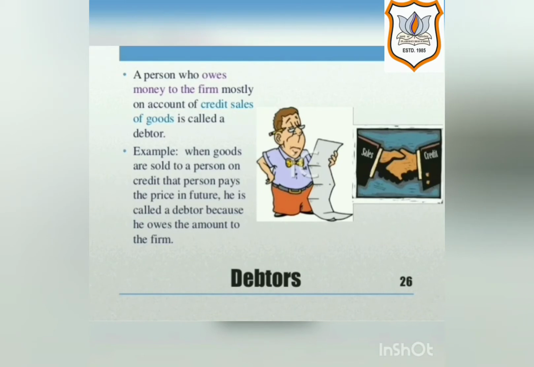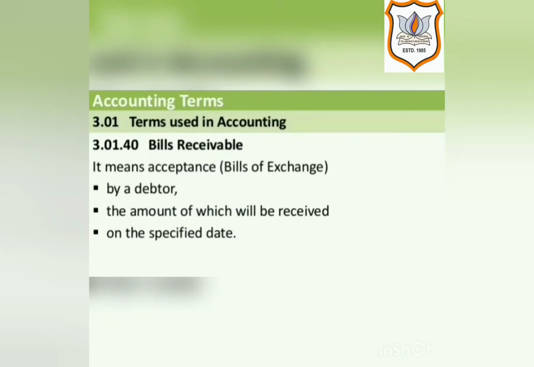For example, Mr. Amit bought goods on credit from Mr. Sumit for rupees 20,000. Here, Mr. Amit will be called a debtor till he pays the value of the goods. Now, the next term is bills receivable.